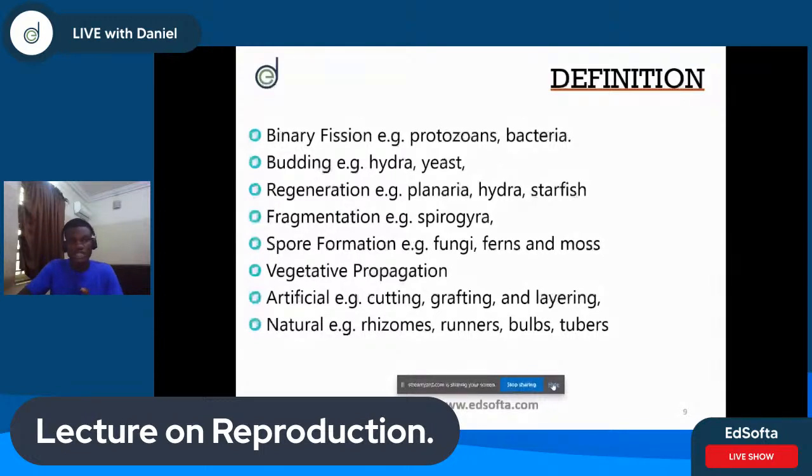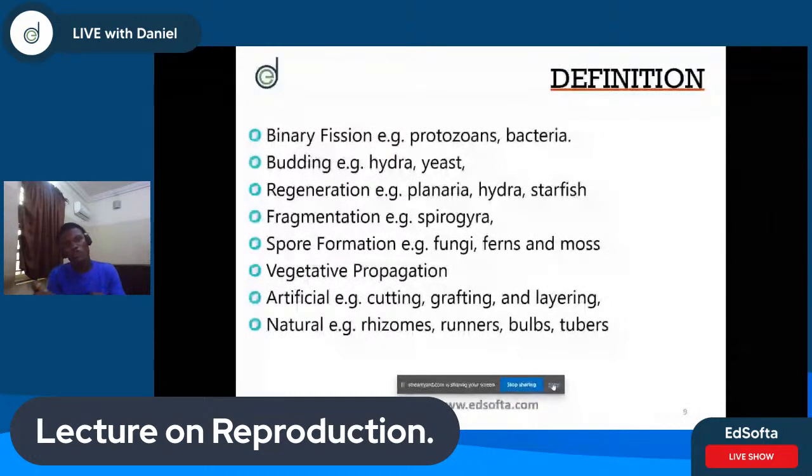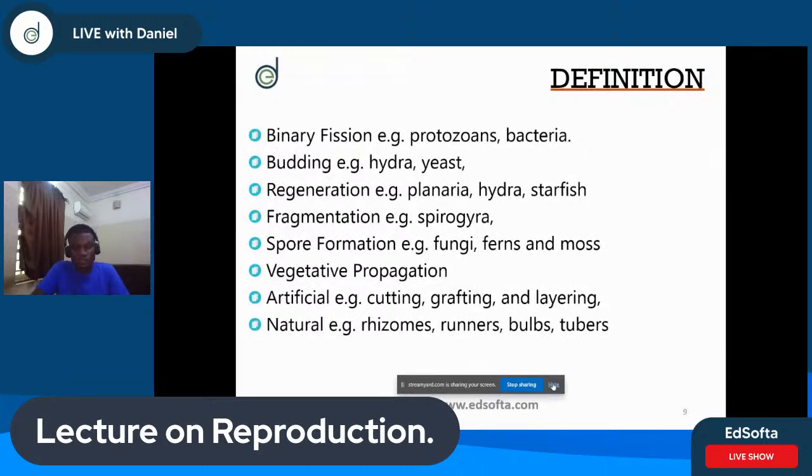Then we have regeneration. In this case, an organism grows from part of the same host organism. Examples of organisms that undergo regeneration are planaria, hydra, and starfish. Then we have fragmentation. From the word fragmentation, we have fragments. In this case, an organism is made of layers, which can be broken down into different fragments. If you check the diagram of Spirogyra, you will see that it has layers, that's fragments, which can be split. By so splitting, the organism lives as an individual, a free living organism. A very good example of fragmentation is Spirogyra.